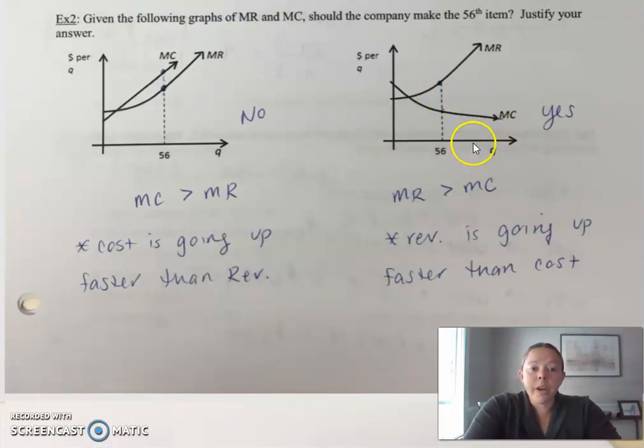Now, on this graph, I want to point out marginal cost is still positive, meaning our cost function is still increasing. But remember, if your derivative was decreasing, your cost function must be concave down. Now in this case, your marginal revenue is also positive, meaning your revenue function is increasing. But do we want to recommend they produce the next item? So at 56, your marginal revenue is greater than your marginal cost. So your revenue is growing faster than your cost. That's a good thing. So yes, you would recommend producing the next item.